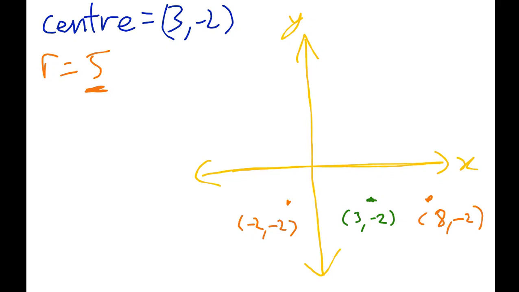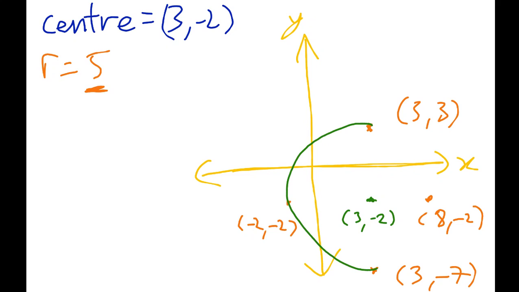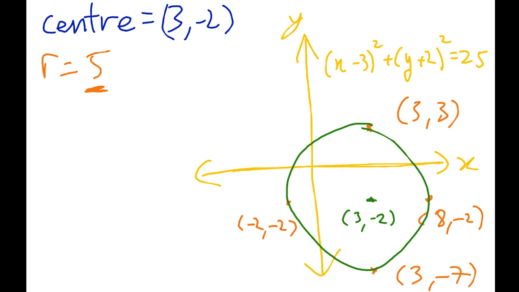And then this also goes 5 up and down. So 5 minus 2 would give you a 3. And then negative 2 minus 5 would give you a negative 7. And then all you have to do after that is just draw a circle. I know it's a little hard. I'll try and do my best. Yeah, good enough. There you go.